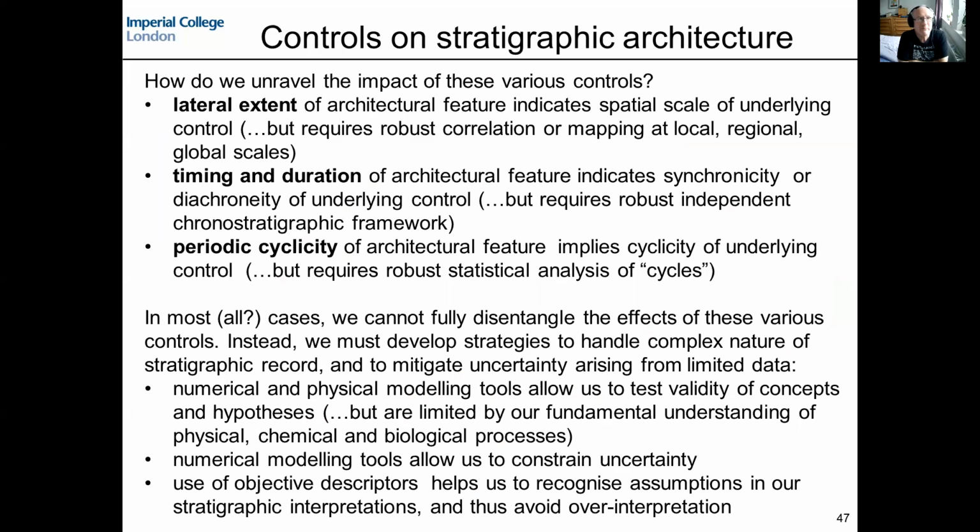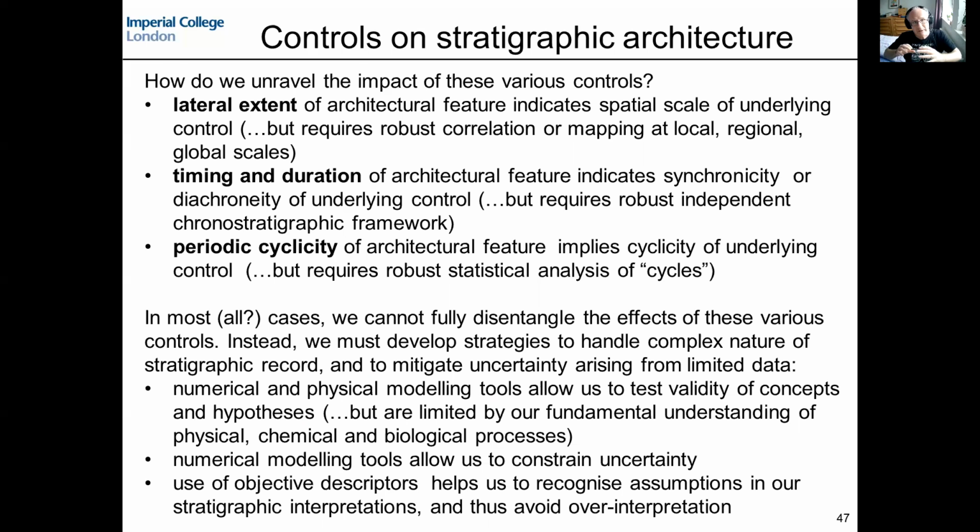Okay, so in practical terms, I realize I've probably given you quite a discouraging message. How on earth can we apply these models? Well, if we want to work out the controls on sediment supply and accommodation, there are a couple of things we can do. So one, when we're mapping things out, we can try to work out the lateral extent of features. That might be the lateral extent of an unconformity at a sequence boundary, for example, or of a maximum flooding surface or some of the units within a basin fill.